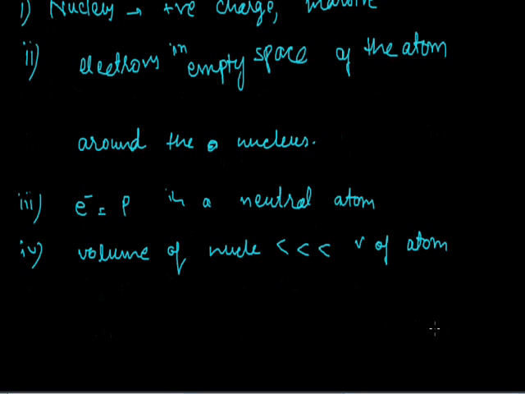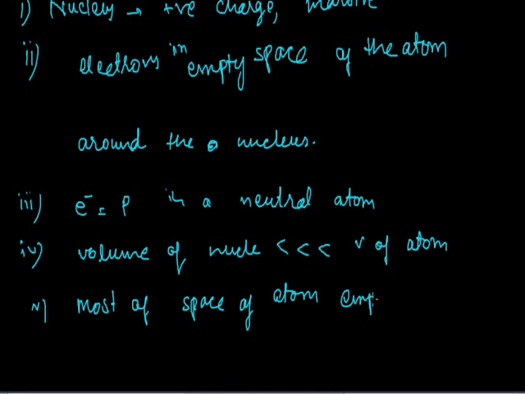Most of the space of the atom is empty, and in this space electrons are revolving around the nucleus. Now the question arises about the stability of this type of system. The stability of such a system, in which negatively charged electrons surround a positively charged nucleus, was explained by proposing that electrons revolve around the nucleus at a very high speed in circular orbits. This arrangement is just like our solar system.